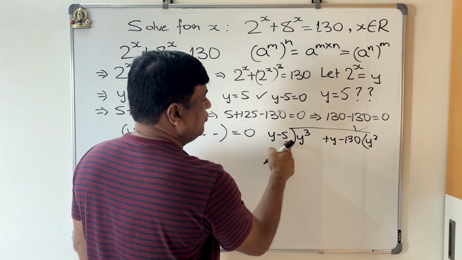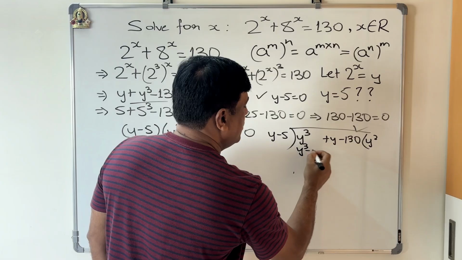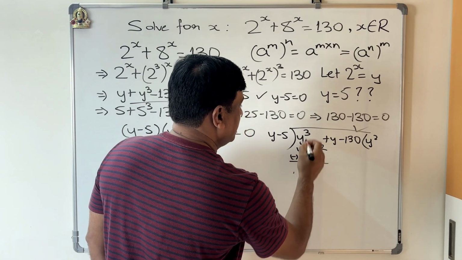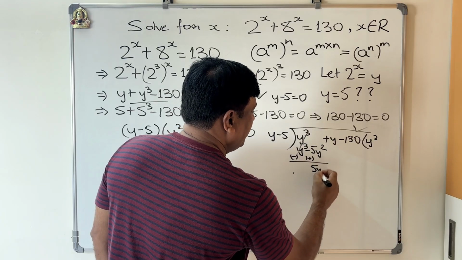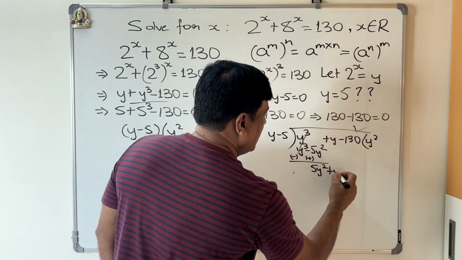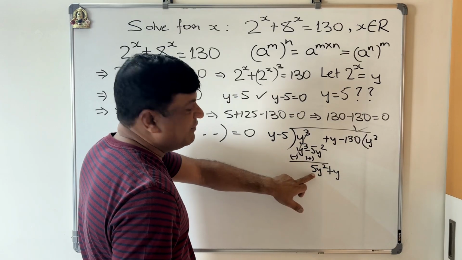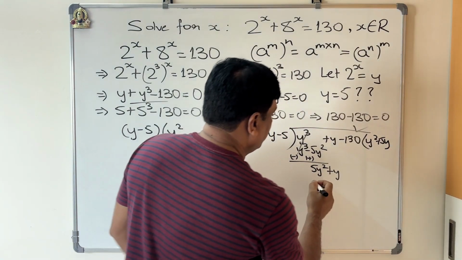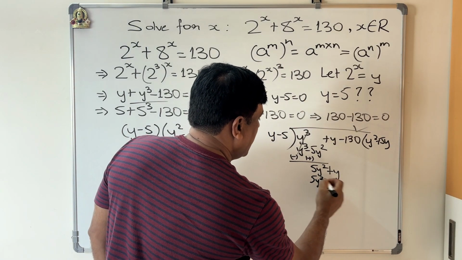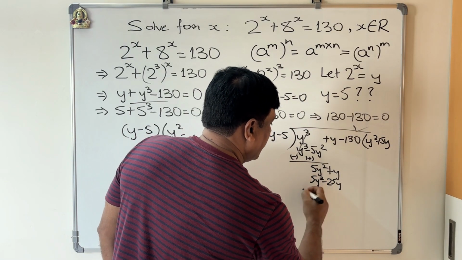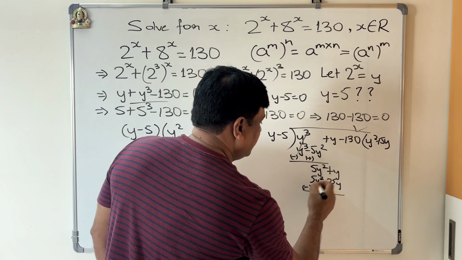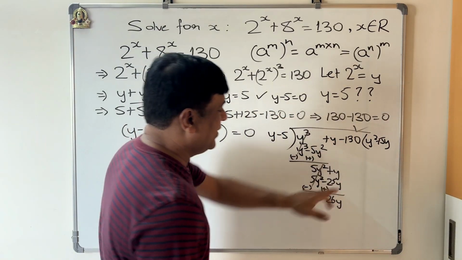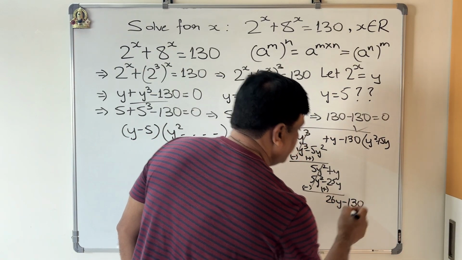So y square into y minus 5 will give you y cube minus 5y square. So change the sign. This gets cancelled. You get a 5y square. Bring this plus y down. Now if you have to get a 5y square, you need to multiply with plus 5y. So when you do that, you get 5y square minus 25y. So this becomes plus, this becomes minus. When you add this, you get 26y. Bring that minus 130, the last term over here.